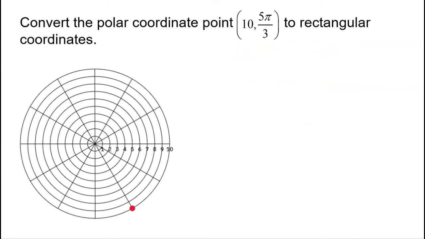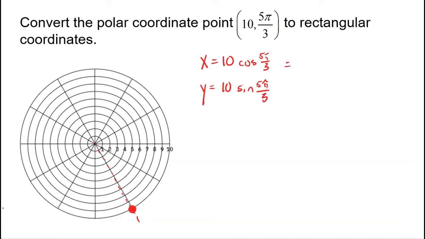All right, here is another example. Convert the polar coordinate 10, 5 pi over 3 to rectangular coordinates. So here we see 5 pi over 3 right here. Here's that terminal ray for 5 pi over 3. And then we see that that point is all the way out there in a circle of radius 10. All right, so my x value is going to be r, 10, times cosine of 5 pi over 3. My y value is going to be 10 times sine of 5 pi over 3.